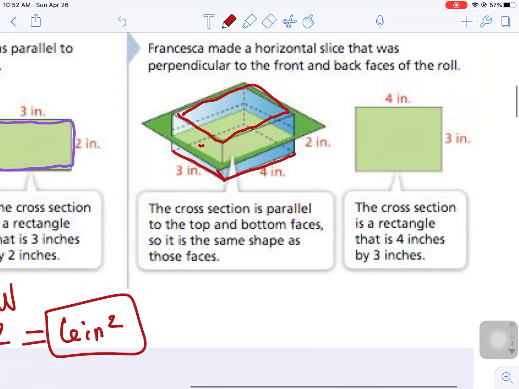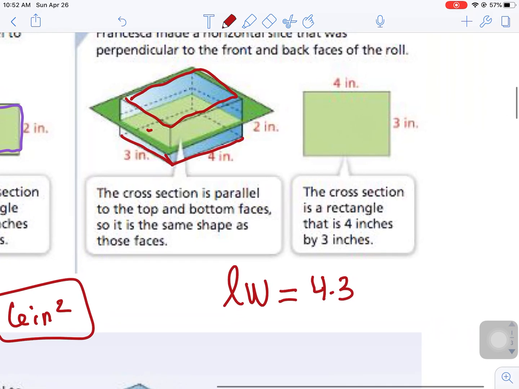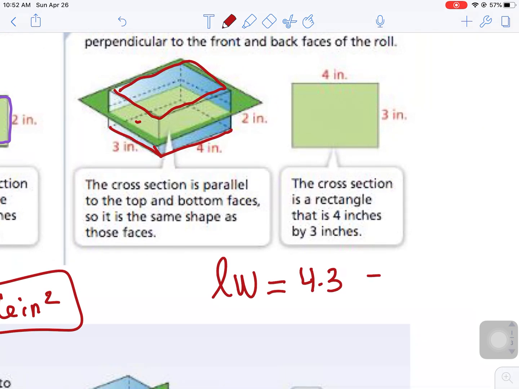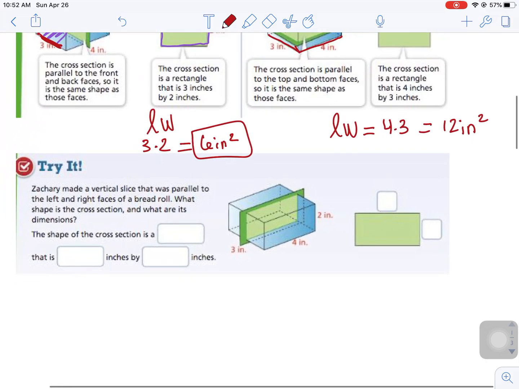So if I was to ask you guys for the area of this one, what would the area be? We would have 4 times 3. So we would have 12 inches squared. All right, let's try another one.